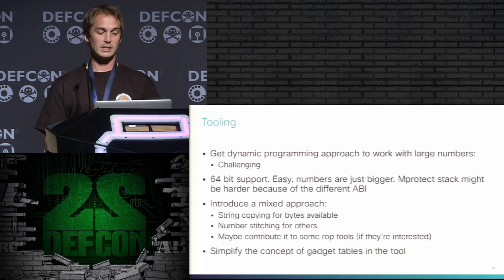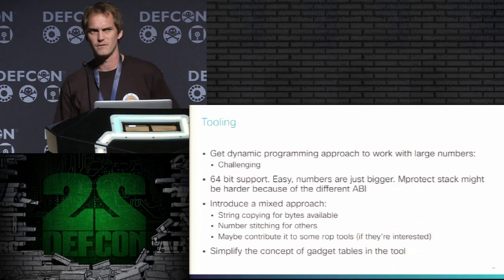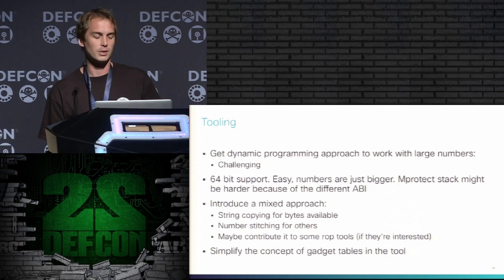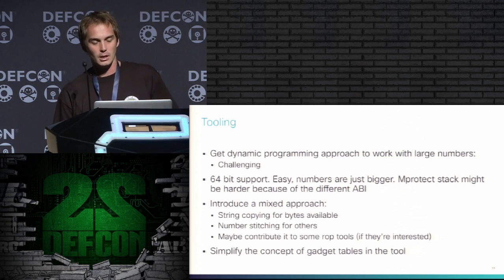And on the tooling side, I'd like to get a dynamic programming approach to work with large numbers. I don't think it will be completely possible, but I'll have a look into it. To add 64-bit support, regarding the methodology it's pretty simple: the numbers are just bigger, so it doesn't change anything. The problem will be with the mprotect stack frame, which might be harder to introduce. And I think there'd be an advantage in introducing a mixed approach, possibly integrating this in other tools which already do their job really well.